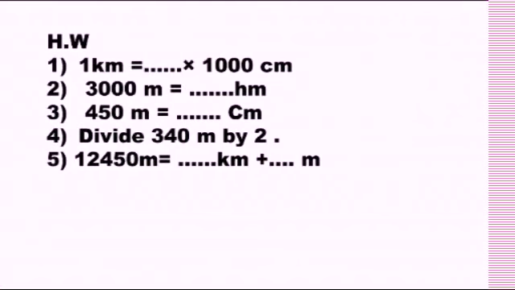Now just check your homework today. You can solve it, and write the answer in my comment section. The first question: 1 kilometer equals dash into 1000 centimeter. Second question: 300 meter equals dash hectometer. Third: 450 meter equals dash centimeter. Fourth: divide 340 meter by 2. And the last one, fifth question: 12,450 meter equals dash kilometer dash meter. So now you can write the answer in my comment section.